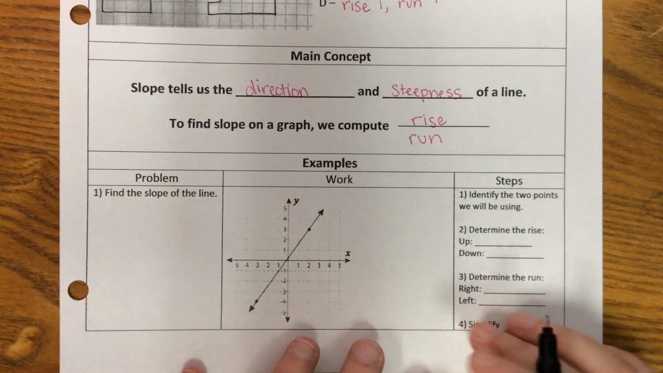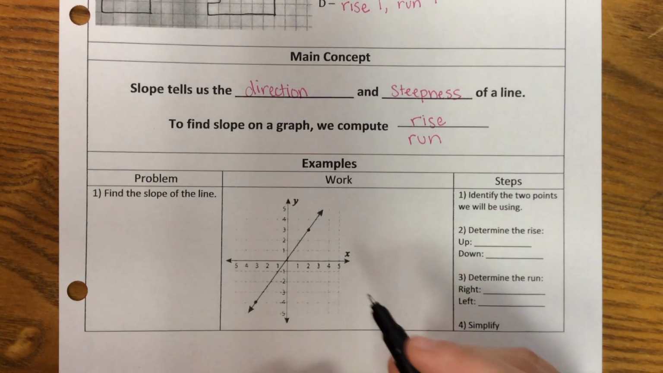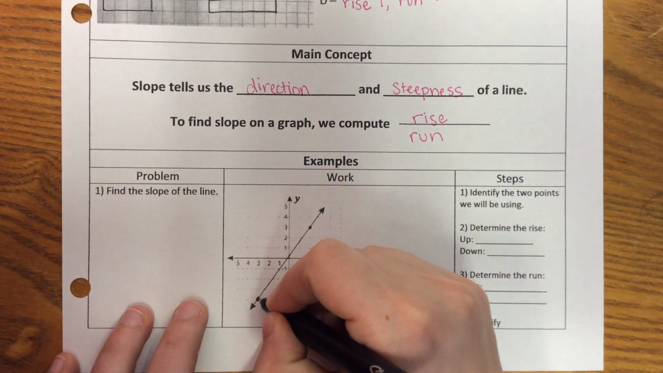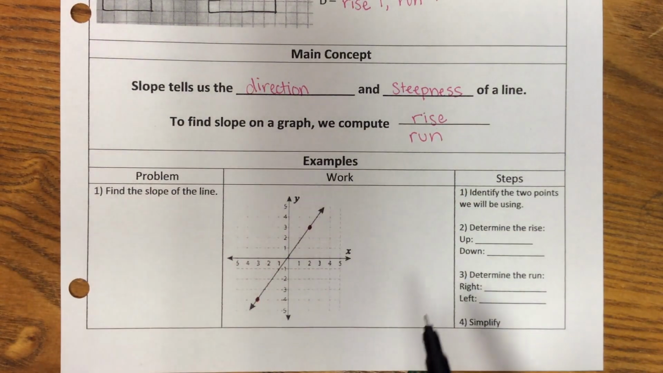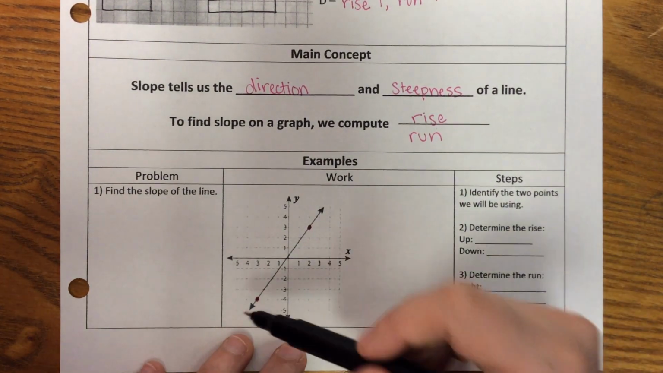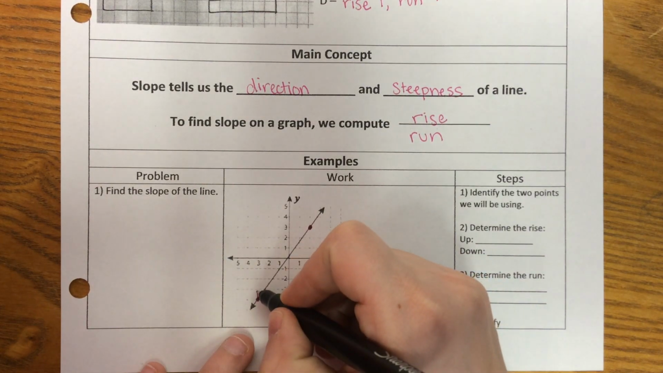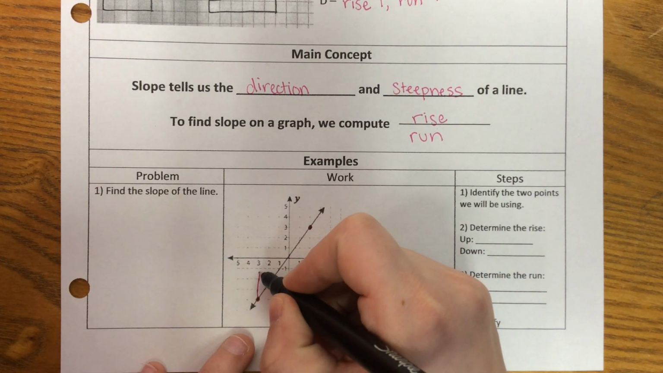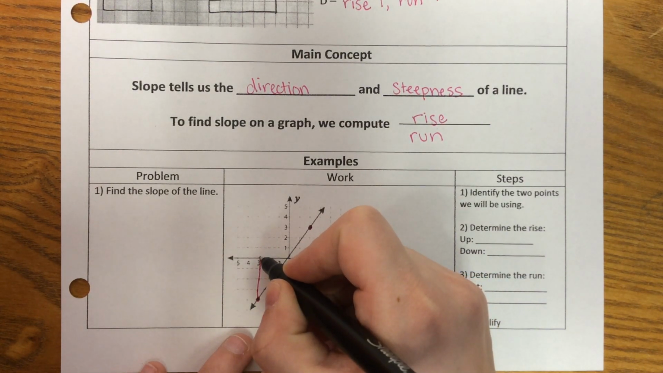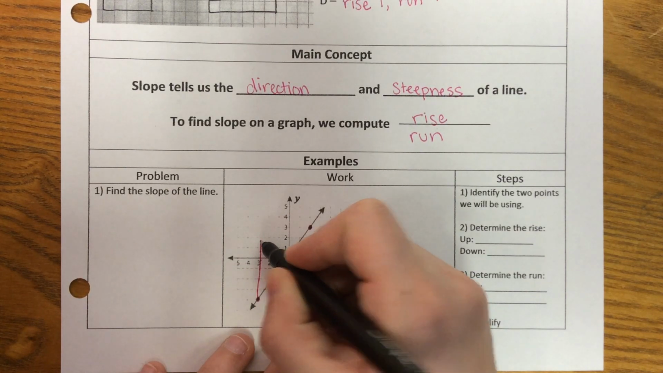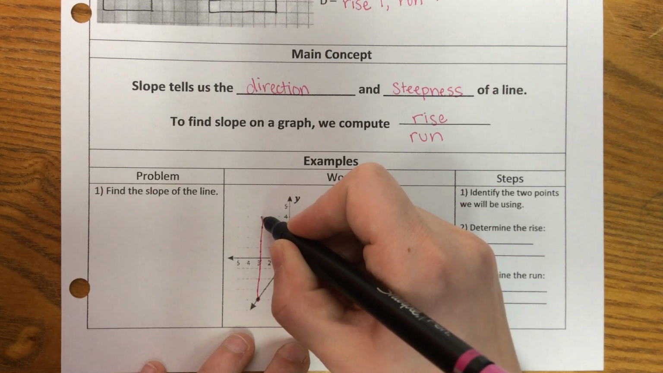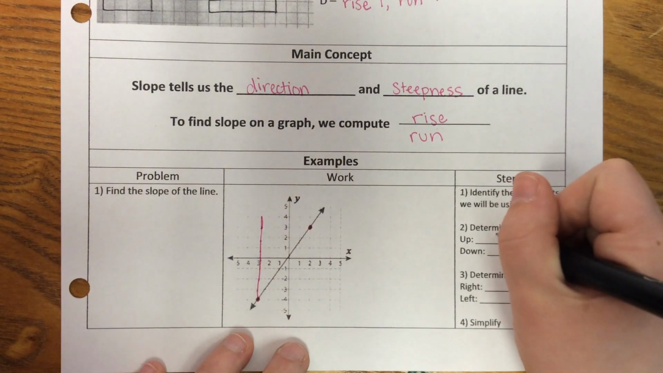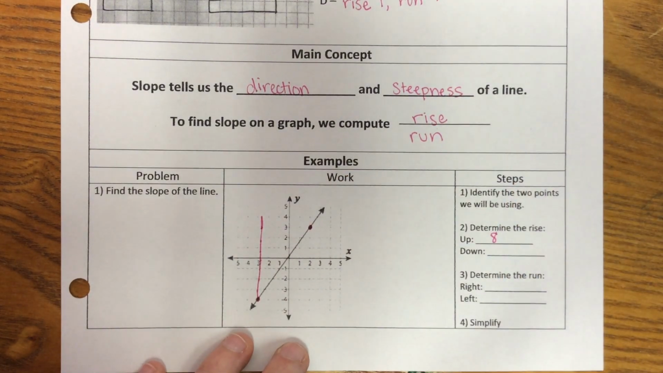Okay, so number 1, we're going to find the slope of the line. So we have 2 points here. We have this point here, and this one here, and this one's kind of hard because you can't see the background as much. Okay, we're going to determine the rise. So we're going to go up. It's going to go up 1, 2, 3, 4, 5, 6, 7, 8. So the rise is up 8.